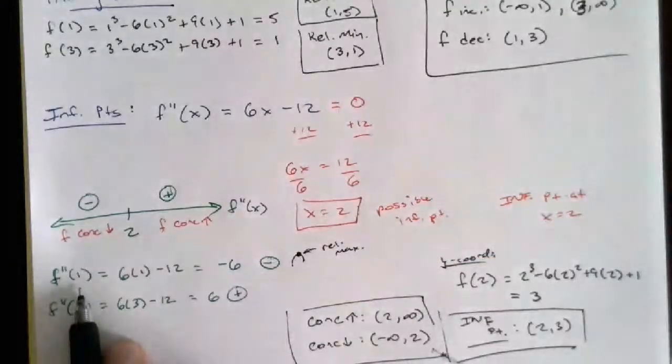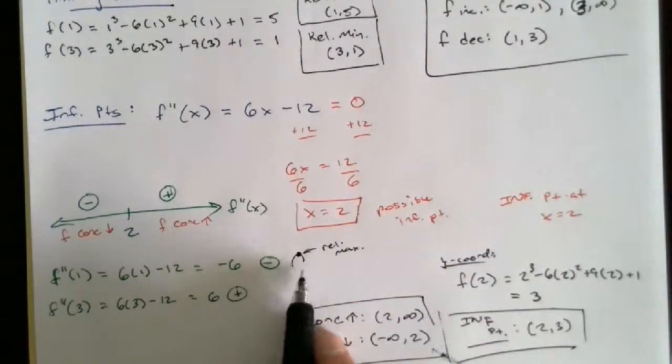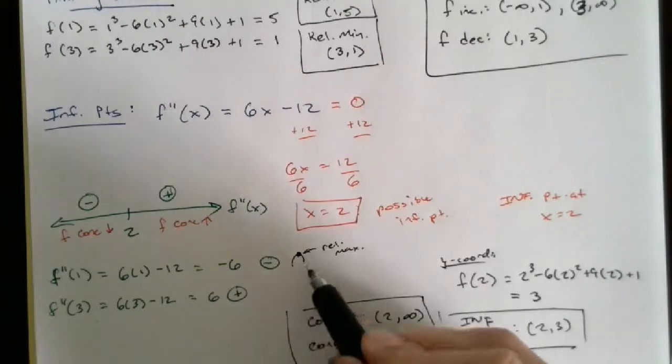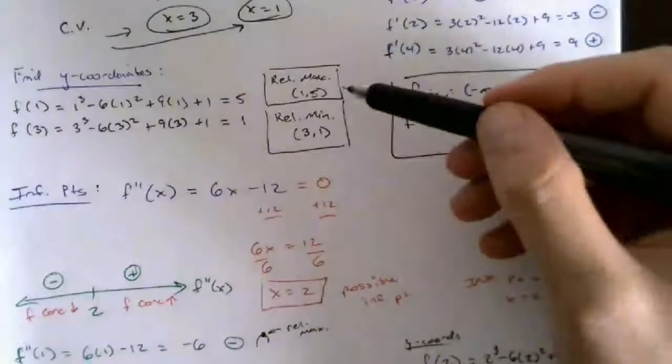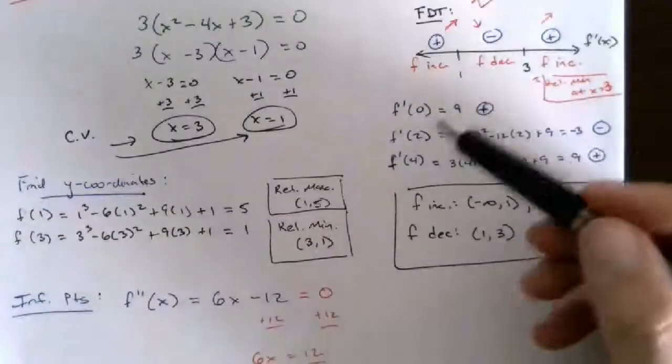And that's because I subbed in 1, my critical value, and I know it has to be flat there. So it's either going to come down to it and go up, or go up to it and come down. Because it's negative, I know I'm concave down, so the flat part has to be where the max occurs. And that's what we found, right? We found that x equals 1 was a max from over here.